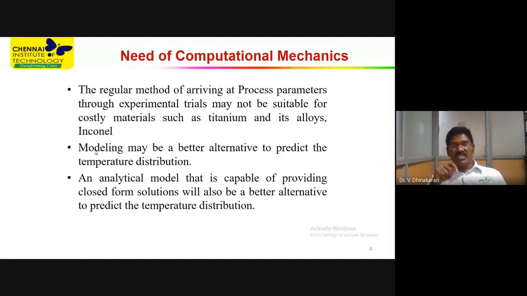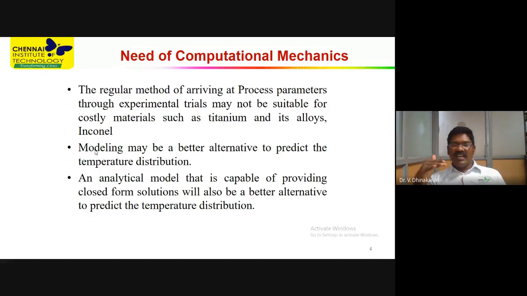But this can be executed for traditional materials. What are traditional materials? Like aluminium or stainless steel. You can use this procedure, because stainless steel and aluminium are low-cost materials. But nowadays, we are using very costly materials like titanium, Inconel, zirconium. If you look at titanium, per kg you need to spend 7,000 rupees. Inconel is also the same, and zirconium is costlier than titanium.